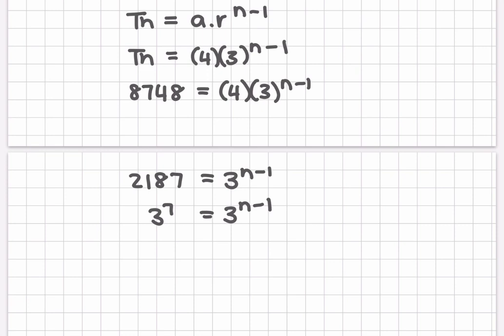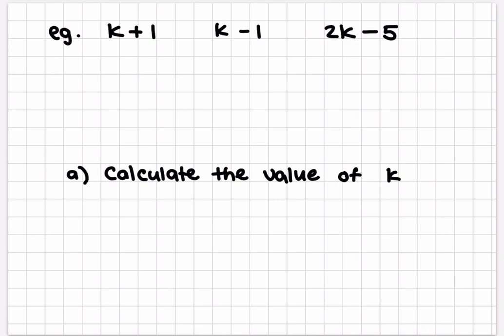Now, we have a base to the power of something is equal to the base to the power of something. Those bases are the same, we can drop them. So we can say 7 is equal to n minus 1. We add 1 on both sides and we get n is equal to 8. And that's your answer. Okay, so let's go into an example with variables.